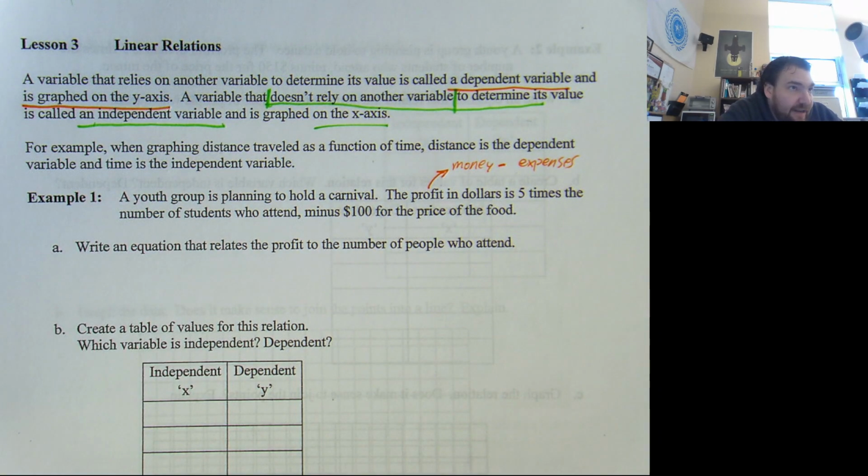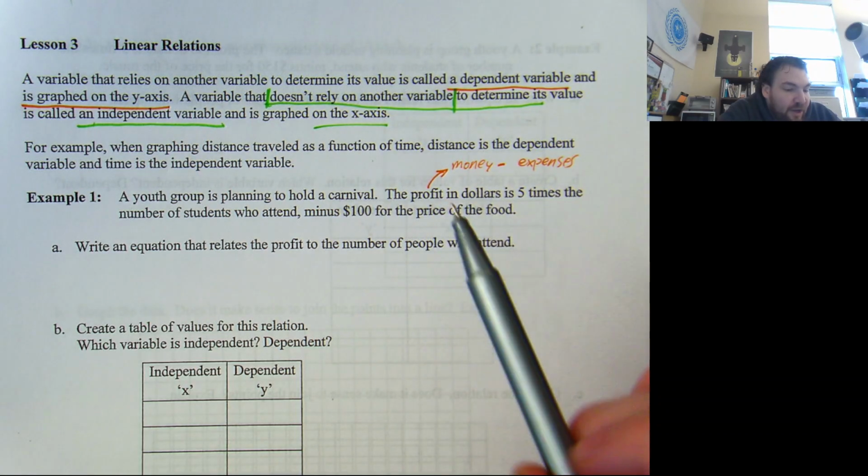All the money you get holding an event is not your money. First, you have to pay the people you hired to do the food or the drinks or the music or whatever. You have to pay people out of what you make. What you have left over after you've paid people, that becomes your profit.